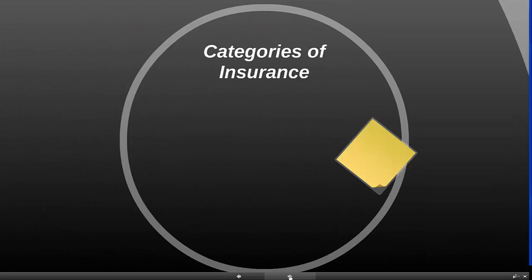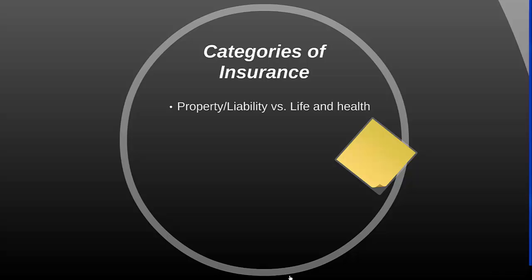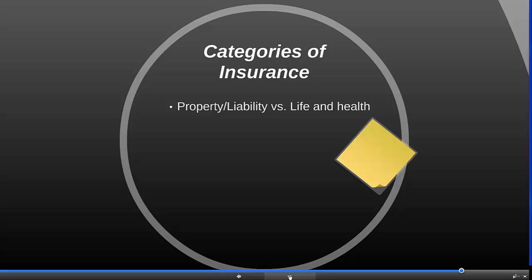Now let's talk about categories of insurance. So insurance is categorized as either property and liability, or life and health, or sometimes life, accident, and health. One of the reasons it's categorized this way is because insurance companies frequently specialize in one or the other. So you'll hear of property and liability insurers only, or life and health insurers only. Over the years, many insurance companies have gone multi-line, like State Farm, Allstate, and other big-name companies.